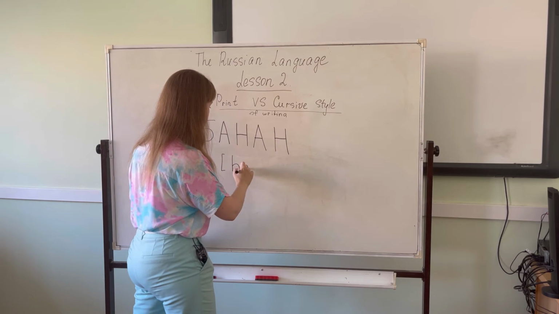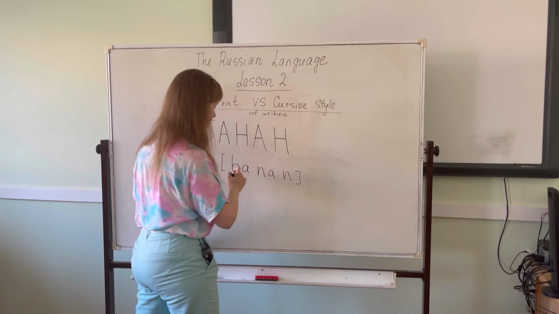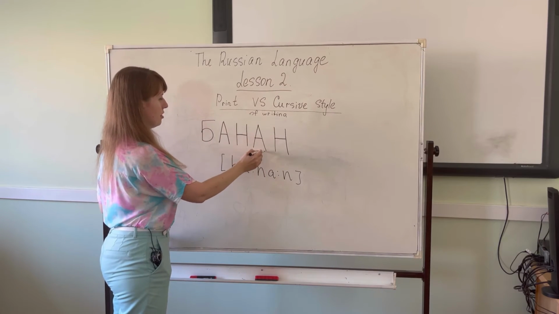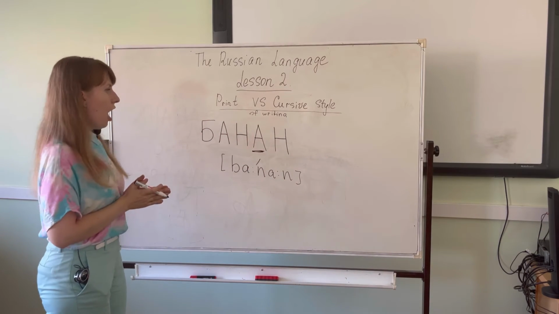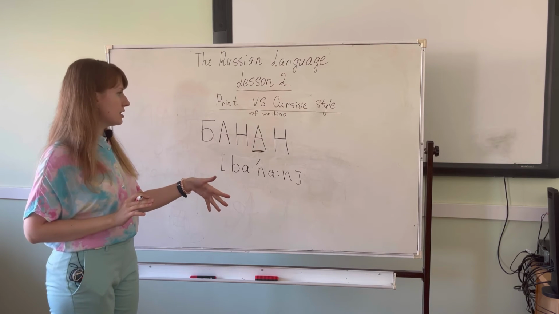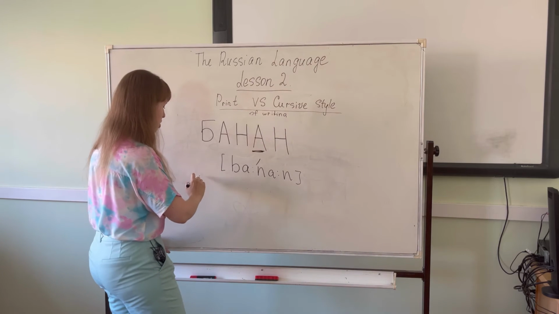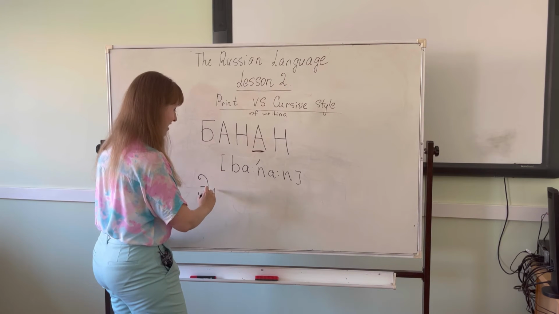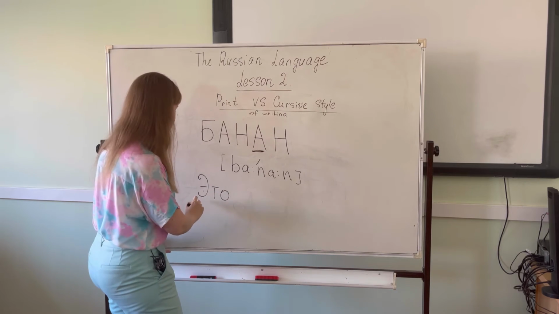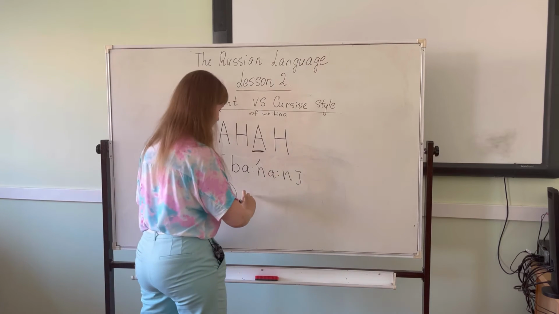It will be like this: banan, banan. So the stress will be here, banan. Okay, again, a very simple indicating sentence like this is a banana. So in Russian it will be, as you remember, do you remember about this demonstrative pronoun in Russian? Это банан.